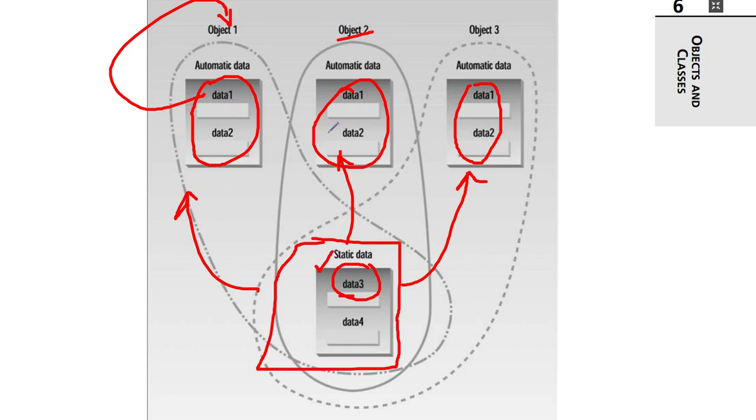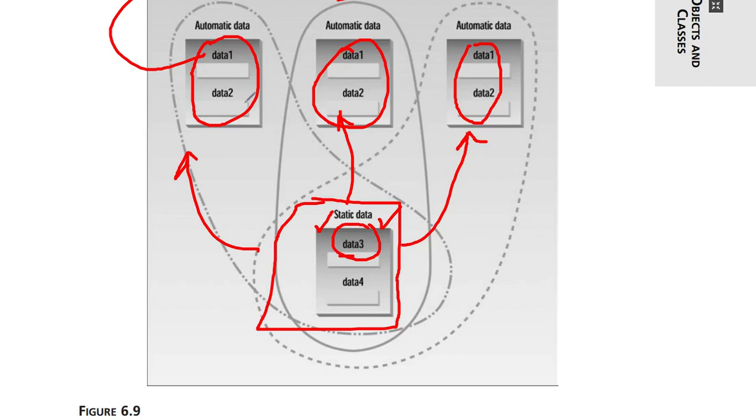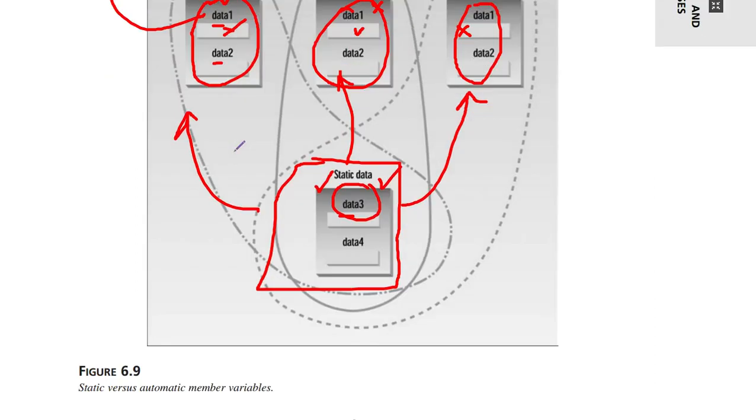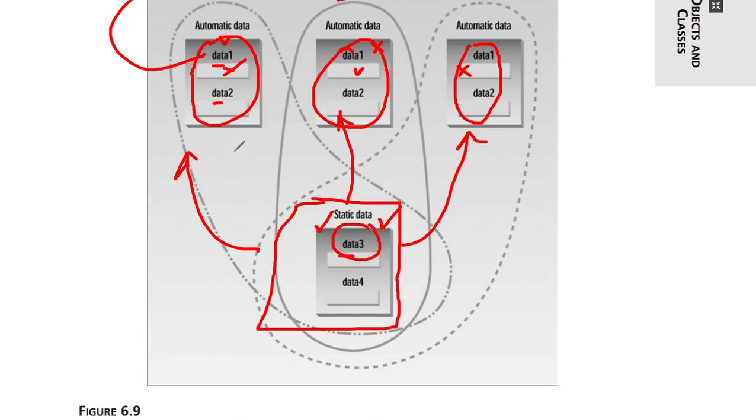So for all the objects, they would see this variable as belonging to that object, but it's actually declared only once. And if it is an automatic variable, it would only belong to this object. So object1.data1 would mean this one and not this one. If you say object2.data1, it would mean this one and not this one and not this one. So that's the difference between static and automatic.